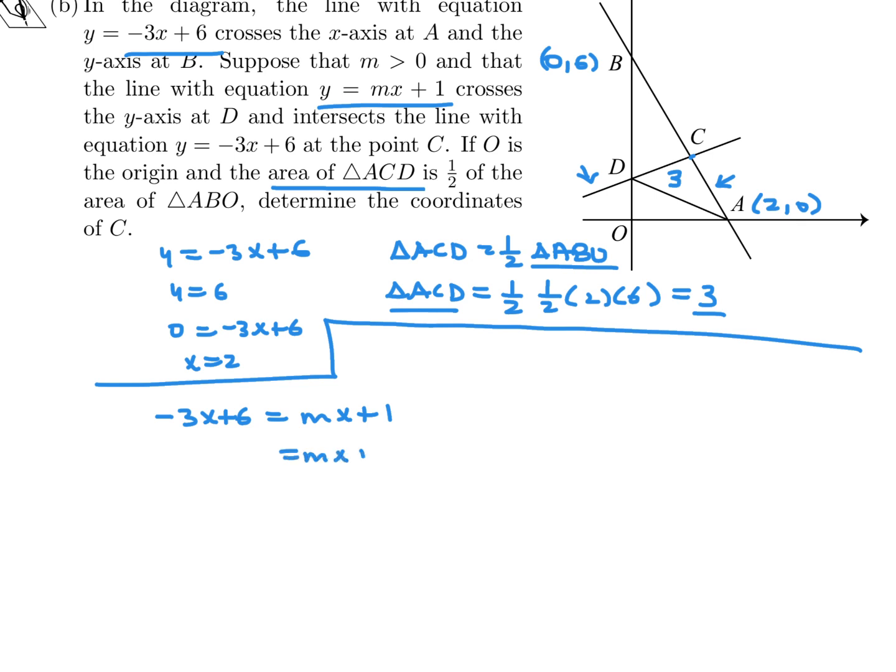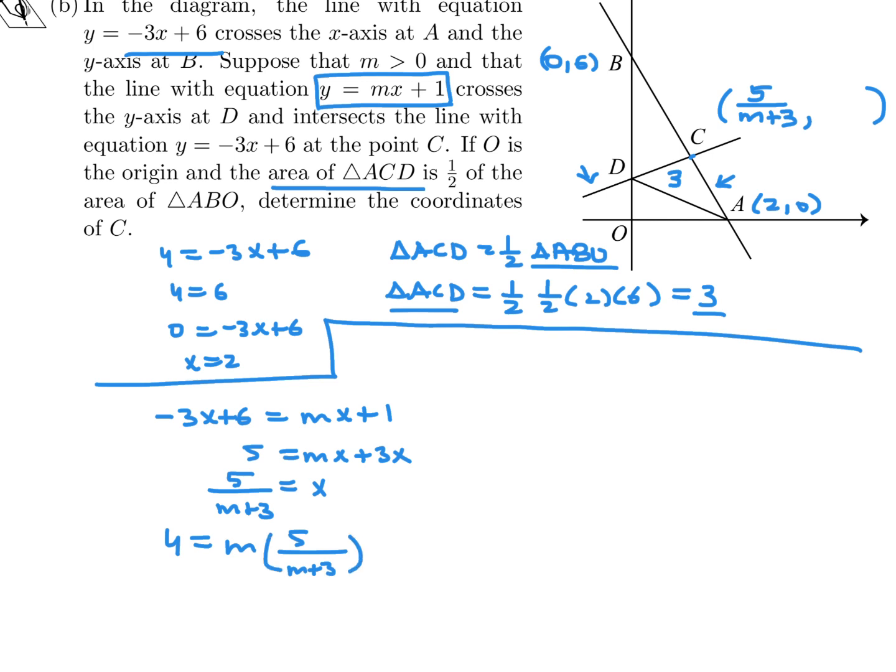Let's put everything on one side, plus 3x. And then that would be 5 over m plus 3 is x. So the x coordinate of C looks like 5 over m plus 3. And then obviously I'll need the y coordinate. I can plug the value of x into either one of these. I'll just plug it in there. So y is equal to m times x, which is 5 over m plus 3, plus 1.